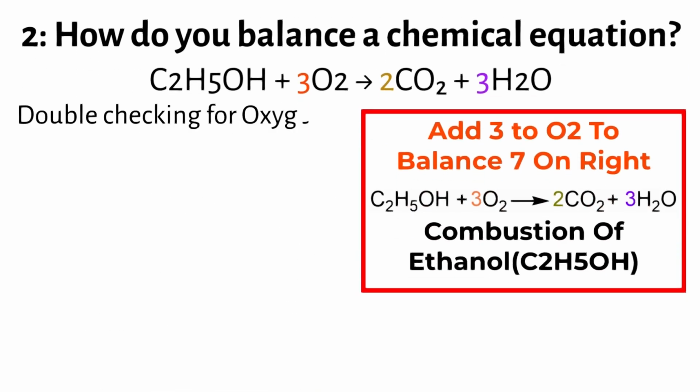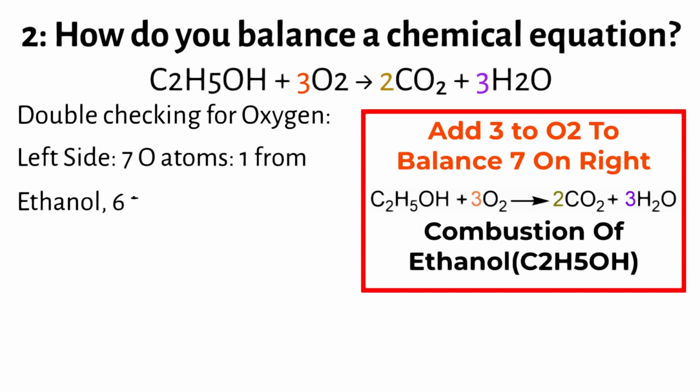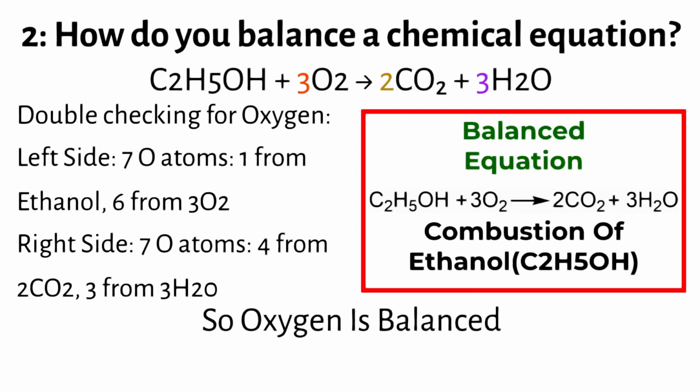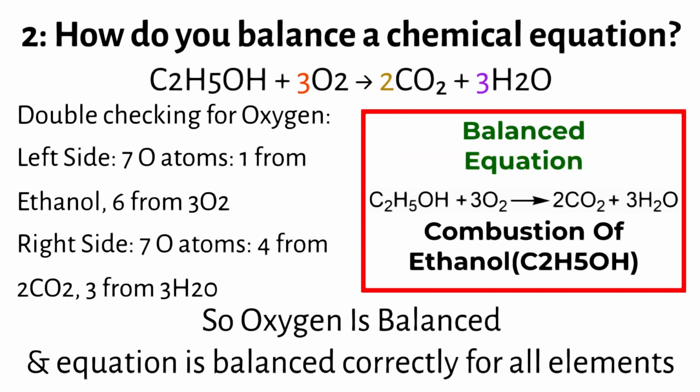For oxygen, on the left side, ethanol contributes 1 oxygen atom, and the 3 O2 molecules contribute 6 oxygen atoms, giving a total of 7 oxygen atoms. The right has 2 CO2 molecules, 4 oxygen atoms, and 3 H2O molecules, 3 oxygen atoms, totaling 7 oxygen atoms. Therefore, the equation is balanced correctly for all elements.